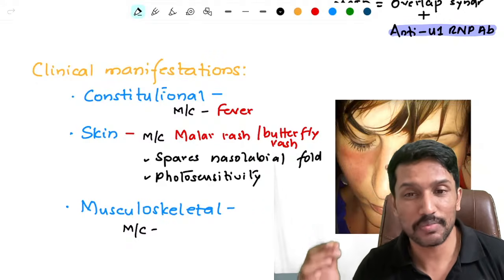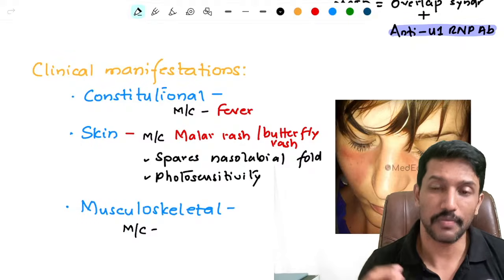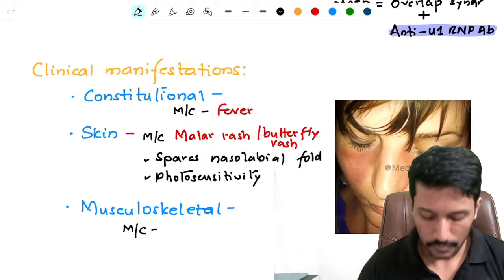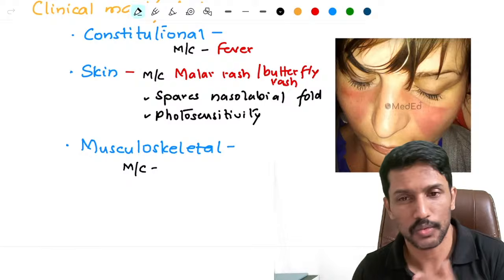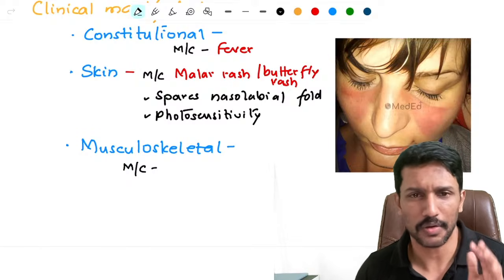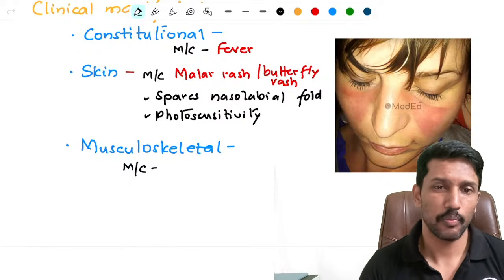So it need not always be present, right? It is a rash which flares up on exposure to sun and can subside when there is no sun exposure. It is a highly photosensitive rash. Apart from that, you have other rashes like subacute cutaneous lupus erythematosus and discoid lupus erythematosus. Right now, in the prof exam answer sheet, it's not required. As long as you're able to talk about the butterfly rash, your teachers will be more than pleased.